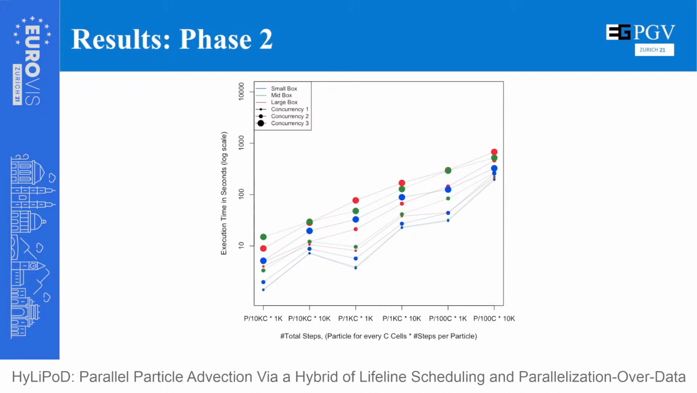For each of the workloads, we studied 3 concurrencies represented by different circle sizes. From the results, we can see that the algorithm is not scaling well. For example, if we look at the smallest workload, and in particular the mid box case, we see that there is a 10x increase in execution time between the smallest and the largest concurrency. And since we are performing a weak scaling study, the performance should stay constant.